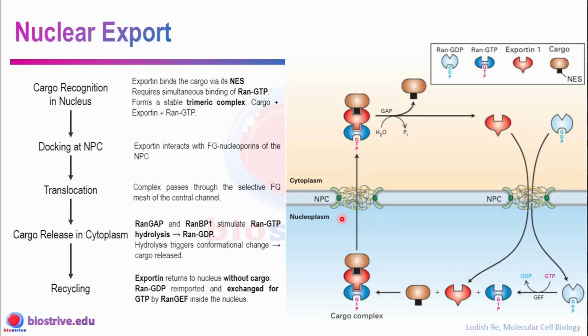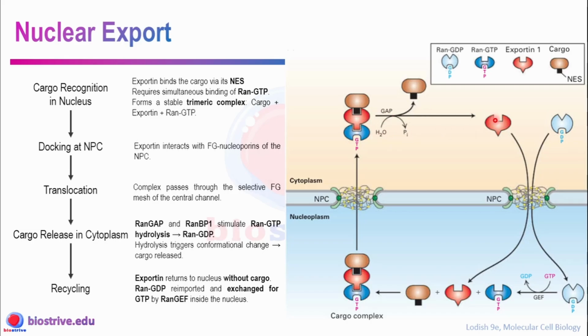out by docking with this NPC, Nucleoporin Complex. The interaction with FG motif will take place, and it will be exported outside into the cytoplasm. In cytoplasm there is a RAN GAP, which will hydrolyze this GTP into GDP, and in GDP state there will be loss in affinity between these two proteins, and that will lead to release of this cargo protein as well as release of RAN GTP protein.